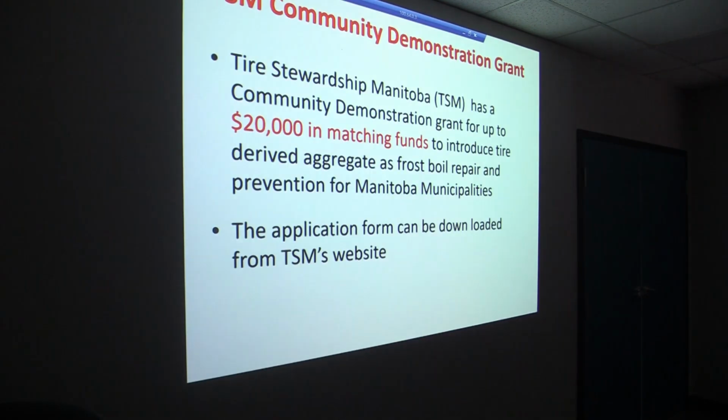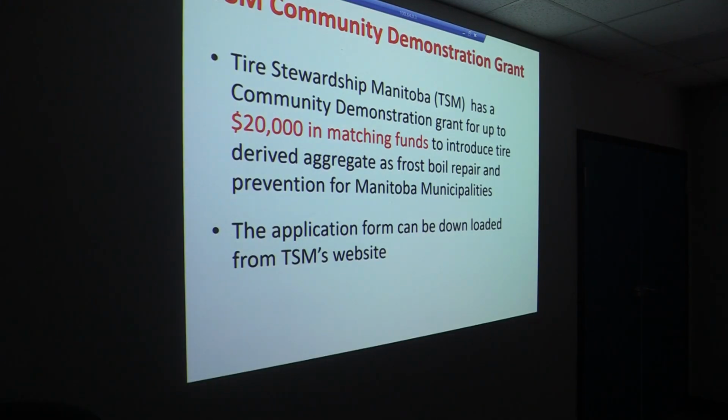Another one, there's the tire stewardship grant. Now this matching grant, they're going to ditch that because everybody knows how to pad out a book. And you have to have $20,000 worth of expenses to get a $20,000 grant. They're just giving up the pretext. They're just saying, look, you put this in, you get 20K.